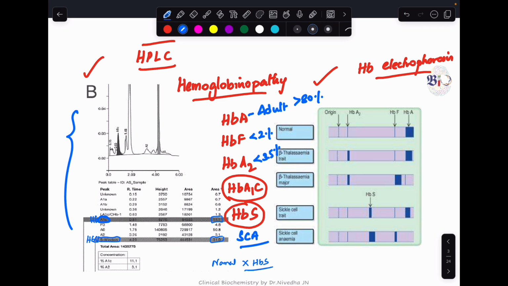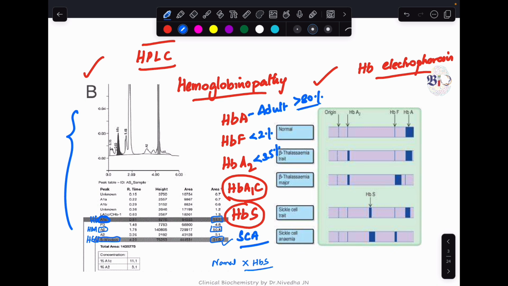Depending upon the fraction, we also know how severe it is. Here 31% of hemoglobin is HbS. And look at HbA0. What is A0? A0 is nothing but the adult hemoglobin, the normal hemoglobin. That is around 50%. I told you HbA should be more than 80%, but in this case it is about 50%.